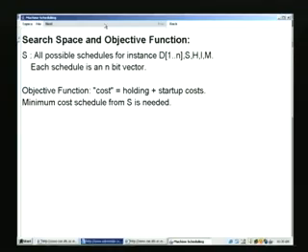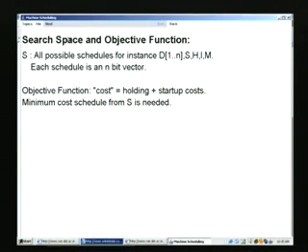So, let us now try to design a recursive algorithm for this problem. So, the first step was to design or to think about a search space for this problem and the objective function. So, let me call S the search space. So, what is the search space for the input problem as given? Well, the search space will contain all possible schedules for this instance, and the instance is characterized by these inputs. So, an instance is defined as D, S, H, I, M, where D is a vector of n elements.